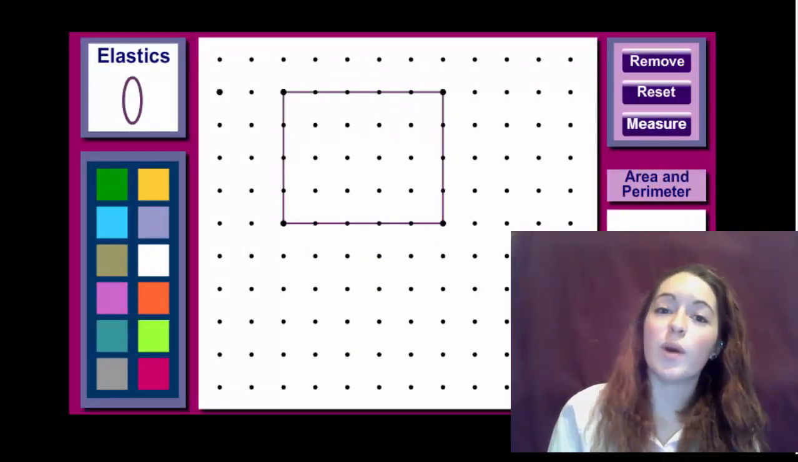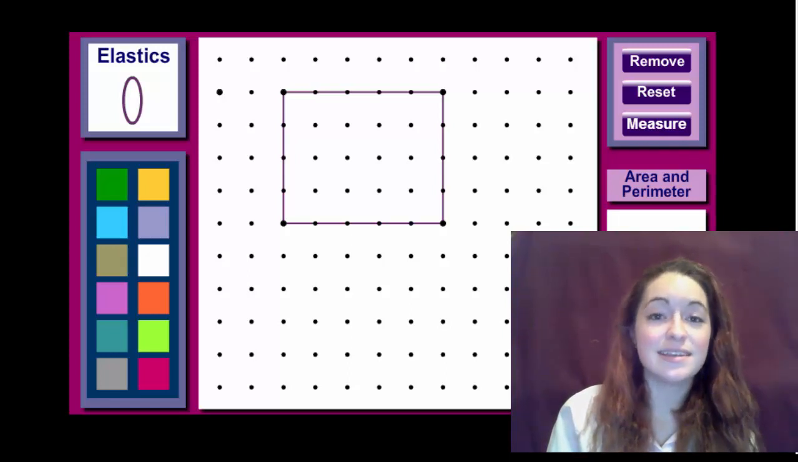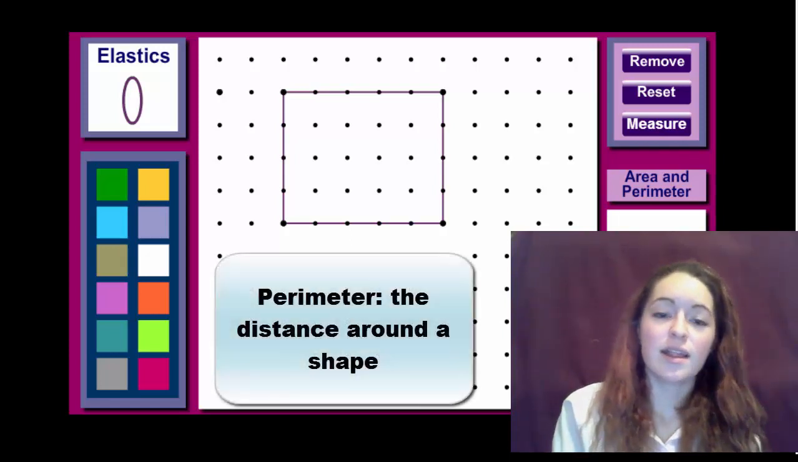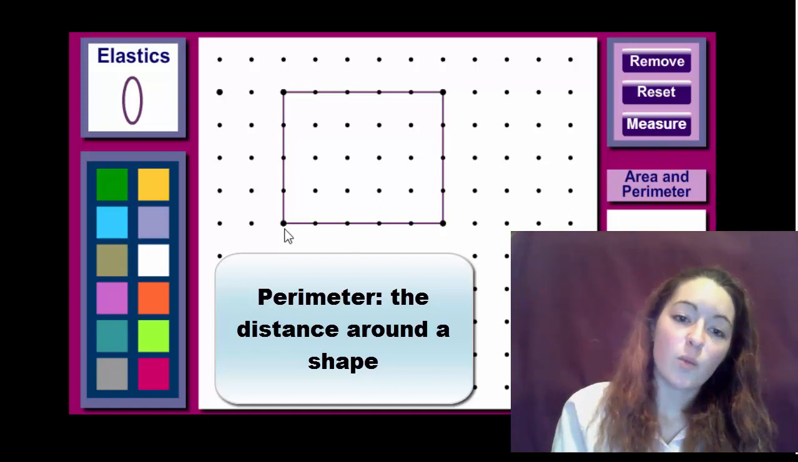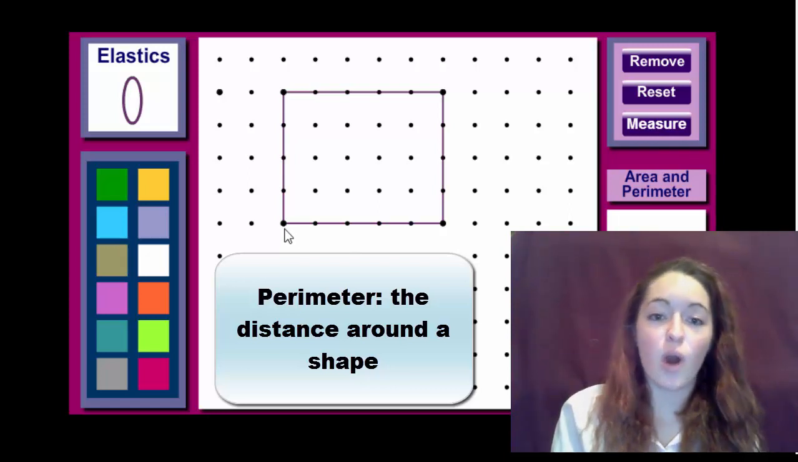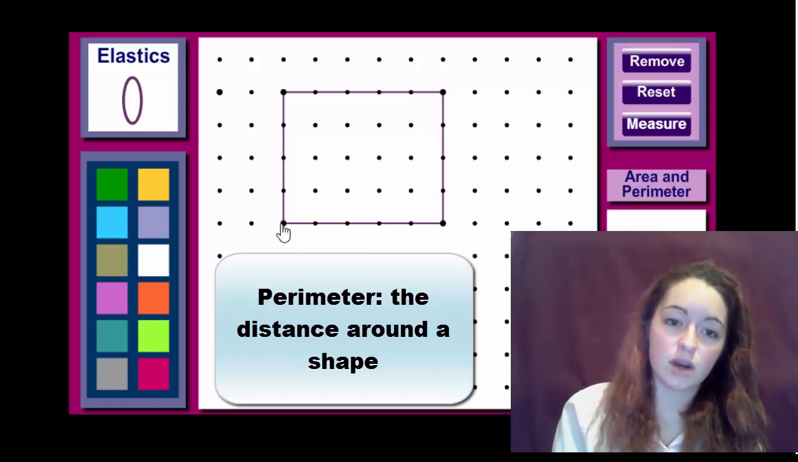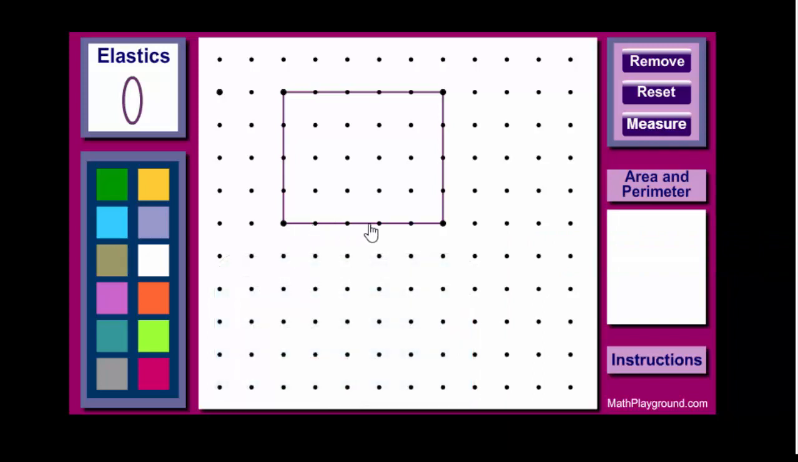Let's start by reviewing what perimeter is. Perimeter is the distance around a shape. Like for my rectangle here, we're going to measure the units it takes to go around the rectangle. So let's start. 1, 2, 3, 4, 5 on this side. 1, 2, 3, 4 going up. 1, 2, 3, 4, 5 going across. And 1, 2, 3, 4 going down.